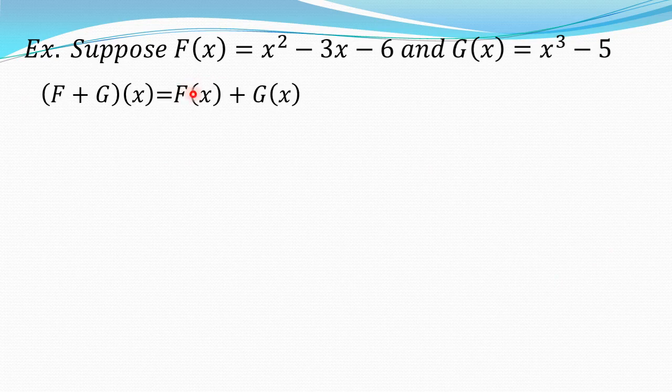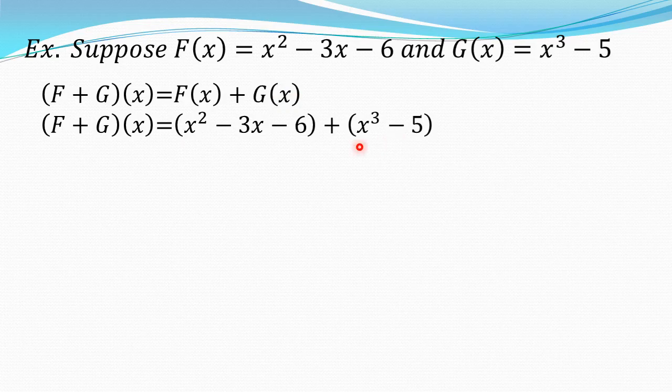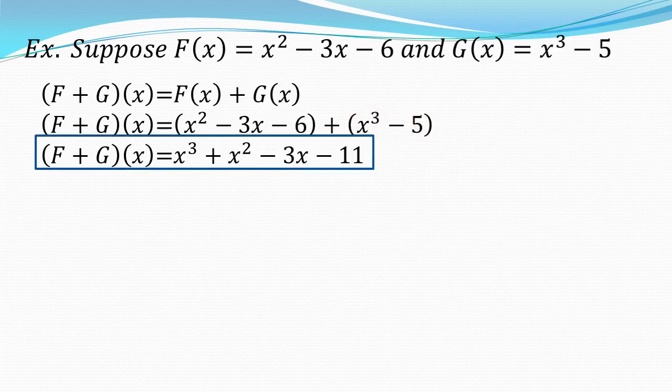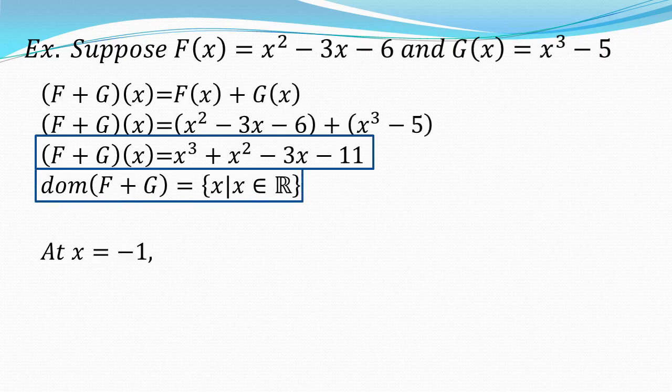For f plus g of x, this is just f of x plus g of x. We get this. And I think the only like terms here are the constants, which are negative 6 and negative 5. So we get this. I also rearranged from left to right, from the highest exponent to the lowest. So we have x cubed, x squared, minus 3x, and minus 11, because negative 6 plus negative 5 is negative 11. All right, so that's your final answer. As for the domain, it's just any real number. I used the shorthand here because it's easier. So that's going to be your domain.